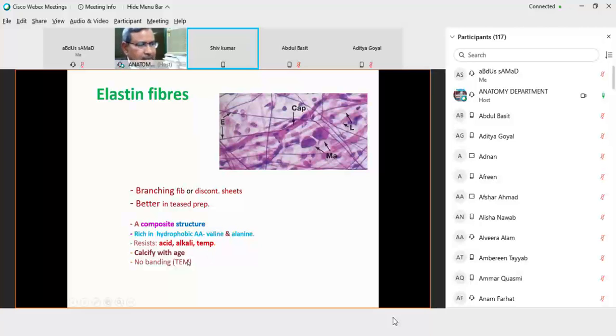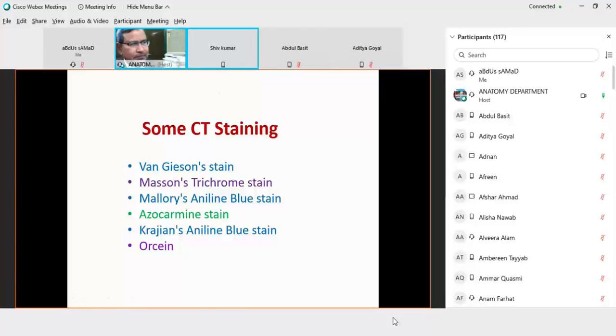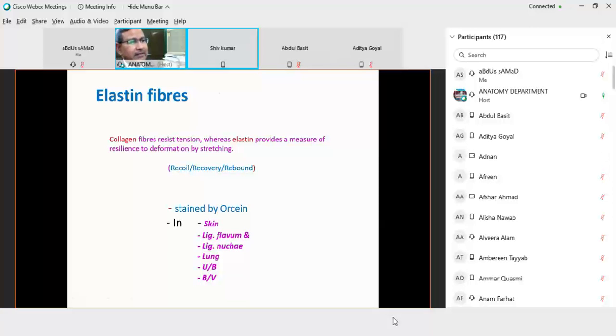Hello. There is no banding, and they calcify with age. There are multiple stains that are used for light microscopy of the connective tissues. Now the elastic fibers resist tension. Collagen fibers resist tension, whereas elastic fibers provide a certain amount of elasticity, and that is responsible for recovery, rebound, any terms you can use for that, depending upon where you are dealing with.